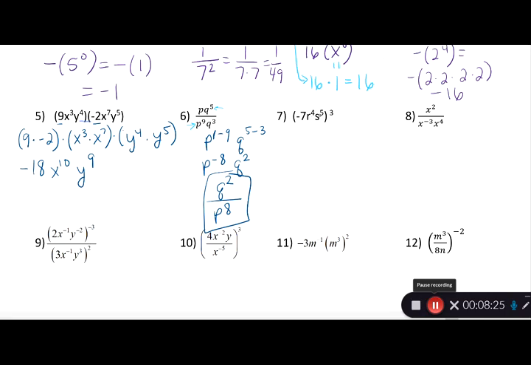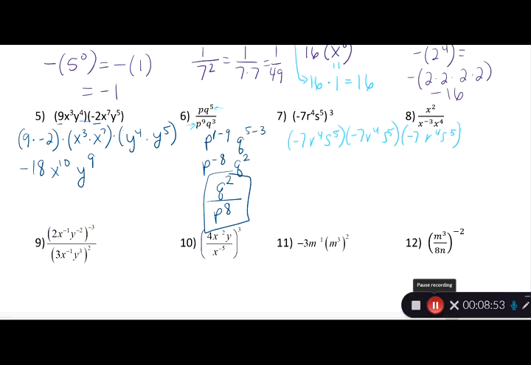-7 r to the 4th, s to the 5th. So now this one is in parentheses, and then the whole thing is cubed, which means by definition, -7 r to the 4th, s to the 5th times -7 r to the 4th, s to the 5th times -7 r to the 4th, s to the 5th, right? That's how we would write that out using the definition. It means it's times itself this number of times.